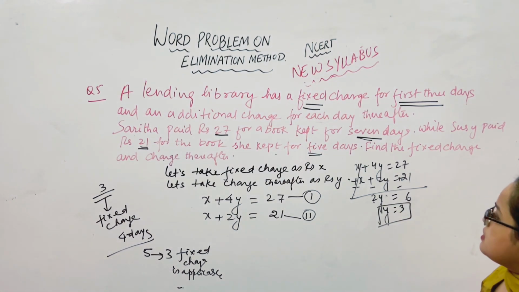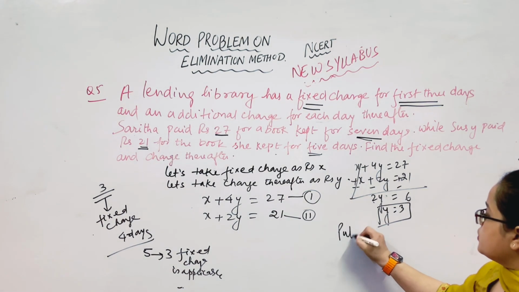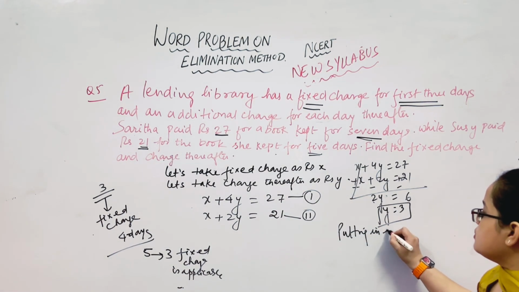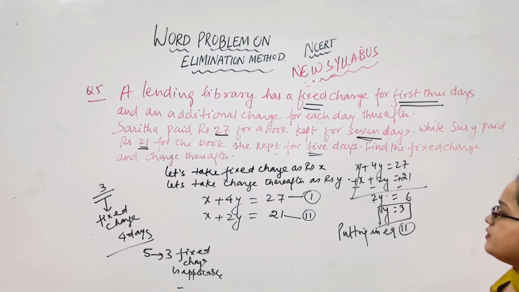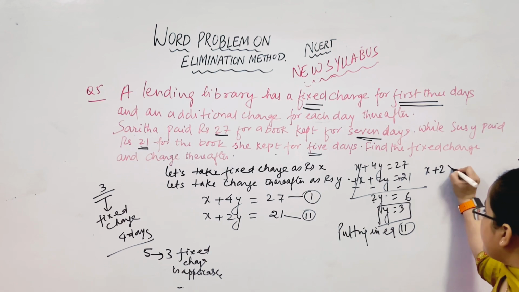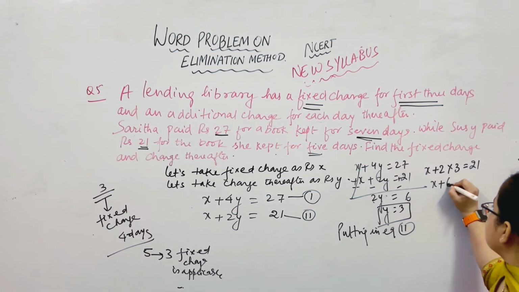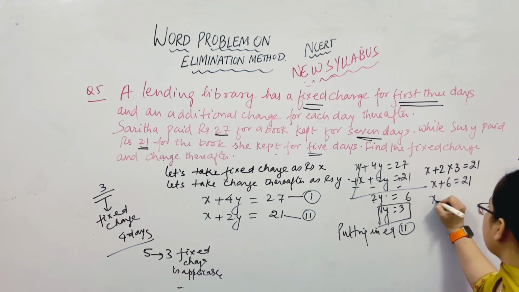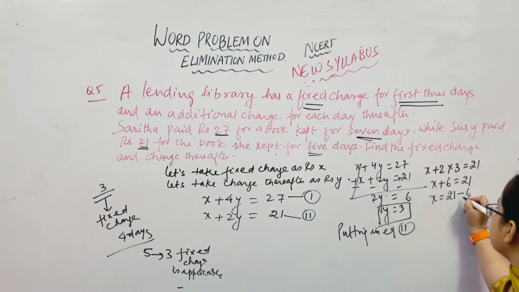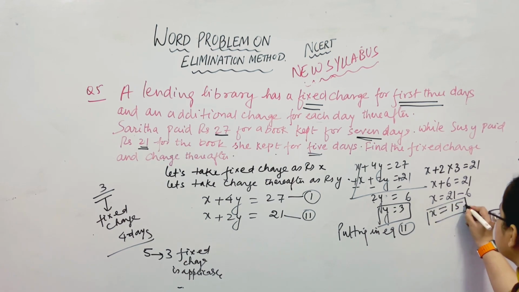When y is 3, I'll substitute in equation 2. So putting in equation 2, it's your choice, you can put in any of the equations, right? So x plus 2y, instead of y I'll put 3. x plus 6 is equals to 21. x is equals to 21 minus 6. That means x is 15. Okay, so x is 15 rupees.